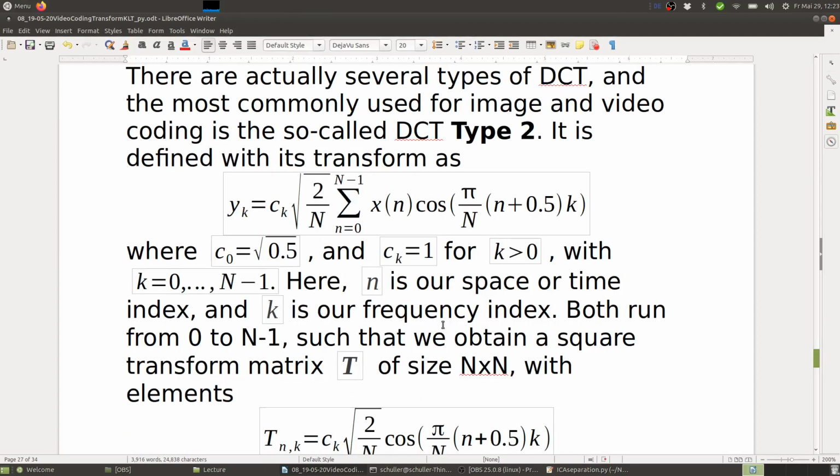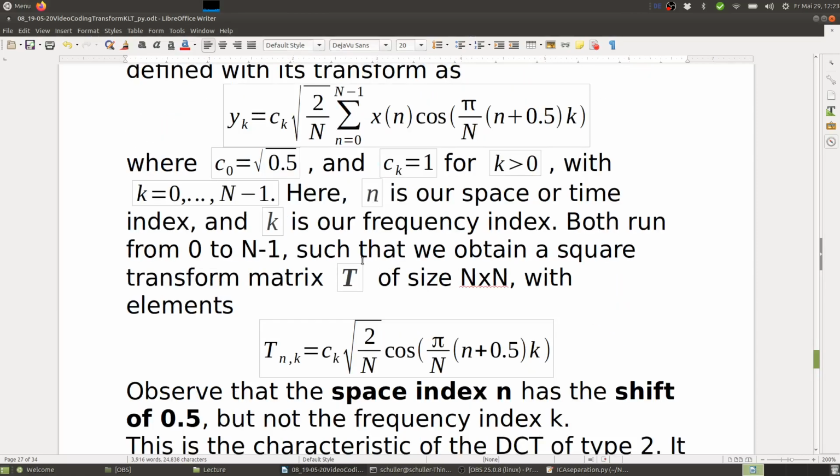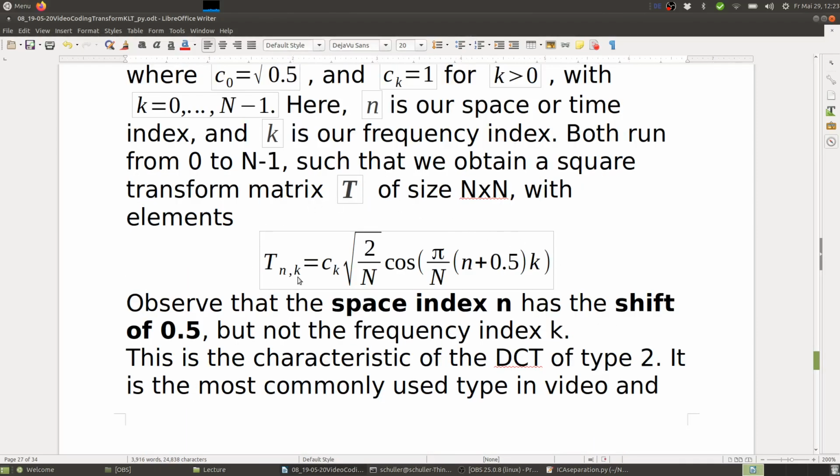Yeah, K is the frequency index. And both run from 0 to capital N minus 1. So that we get a square transform matrix T. So this is then the transform matrix with the entries n, k. So we can compute now this matrix T from this formula. So this formula is then the same for the encoder and decoder, and we don't need to transmit it as side information. Yeah, and here this shift of 0.5 in the space index and not in the frequency index is typical for the DCT of type 2.